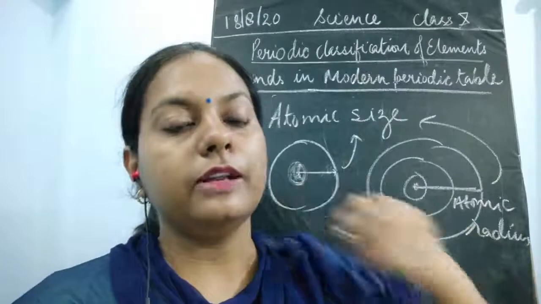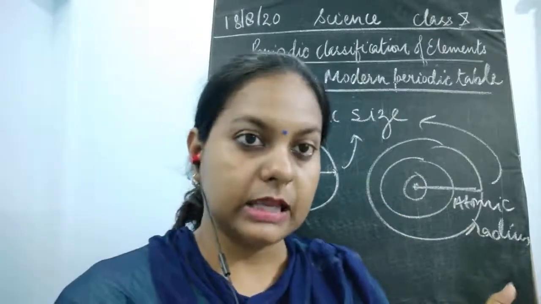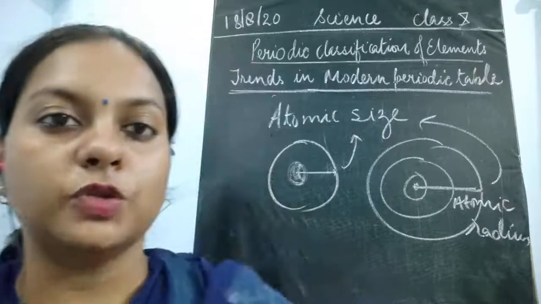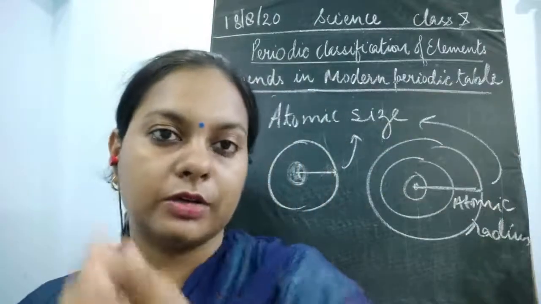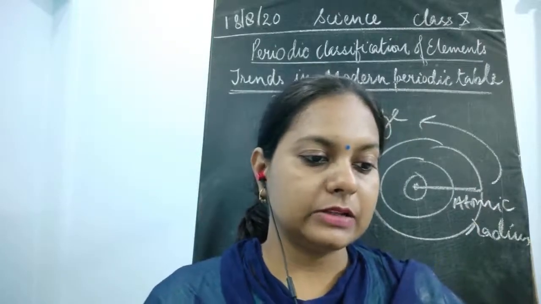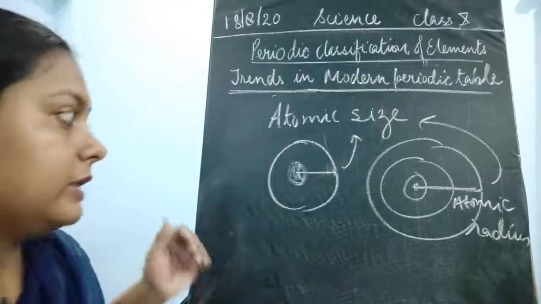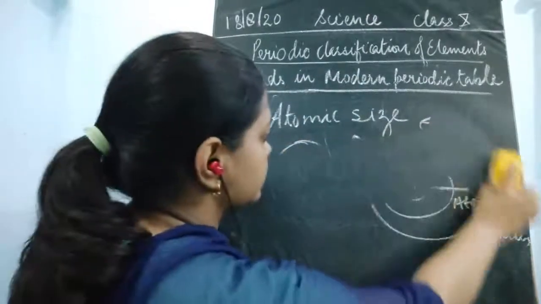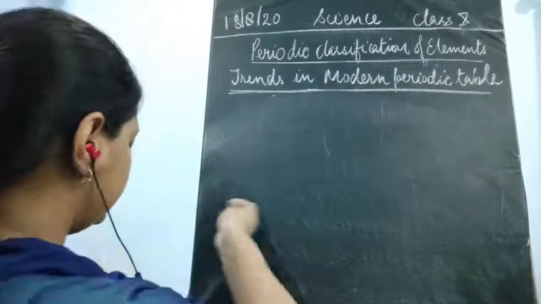Now we will have to study the trend in this atomic size. How is the atomic size going to vary if we move down the group or across a period? It is also known as the atomic radius. As I told you, it is also known as the atomic radius. So how would we measure this atomic size?